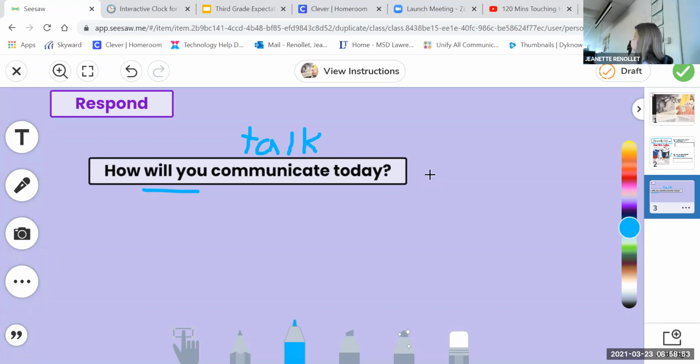How do champions talk to each other? How do champions share their ideas? I want you to respond. On this side, if you want to type, you can, or if you want to use the microphone, you may on slide 3. Is this in the future? You said in the future. Oh, yeah. How will you communicate today? What's your plan? It hasn't happened yet. How will you communicate today? You may work on slide 3 now.